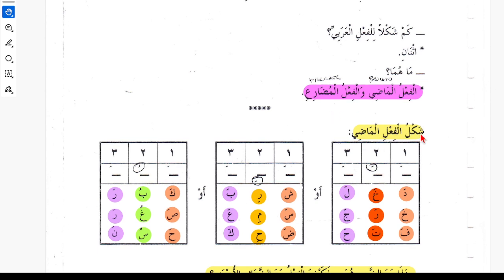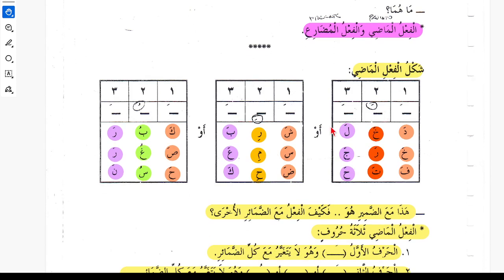Shaklul fail al Madi, how the fail Madi looks like. So, here some verbs are given like dakhala, he entered, kharaja, he left, fataha, he opened, shariba, he drank, samia, he listened, zahika, he laughed, kabura, he became old, sagura, he became small, hasuna, he did good.